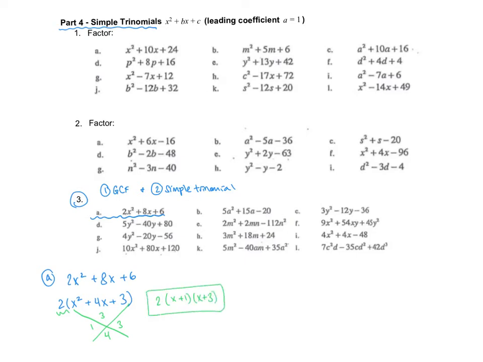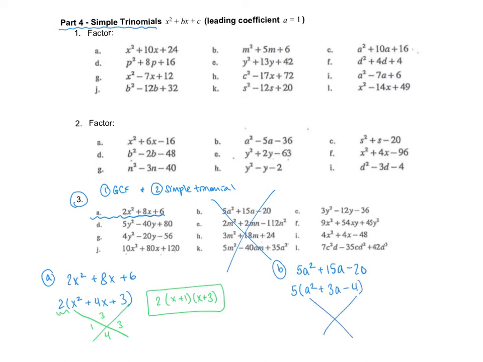Okay? So let's do B together. Even though you don't have to do these problems in the middle, let's do B together. I'll do A, B, and C. So we have 5a squared plus 15a minus 20. All of these numbers are divisible by 5. So I'm going to divide a 5 out, and I'm left with a squared plus 3a minus 4.